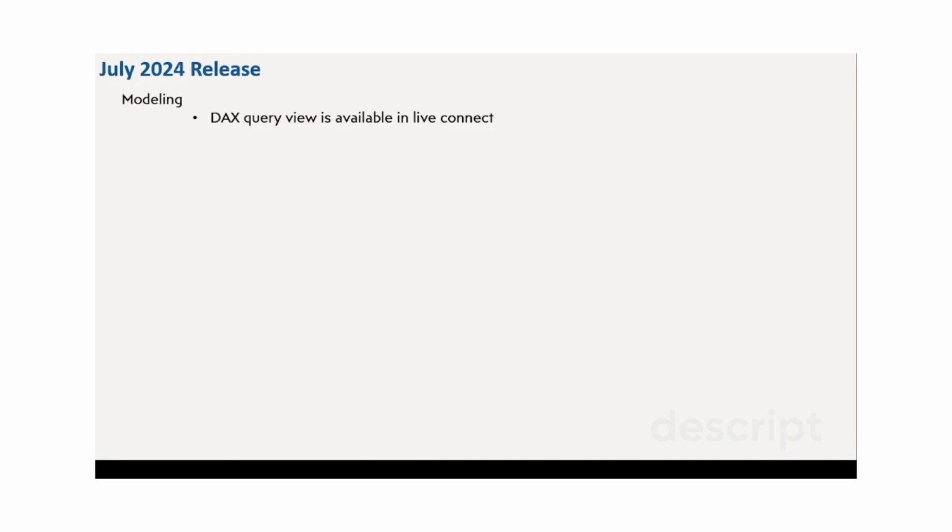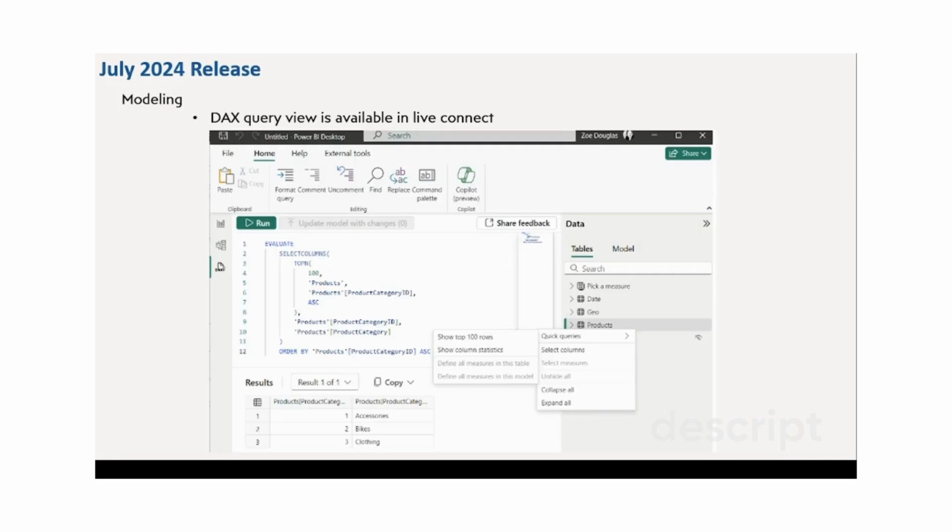The second update in the modeling is the DAX query view available with live connectivity. What does it mean? Earlier, you could only use the DAX query with the import mode, but now DAX is available for live connectivity as well. It potentially means you can now use DAX for live connections to a published direct data import, direct query, or composite semantic model in desktop. So this is the second update.